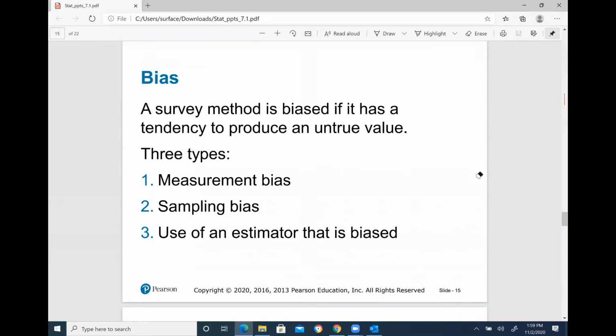The bias section won't be on your test. However, like I said, it's good to know.